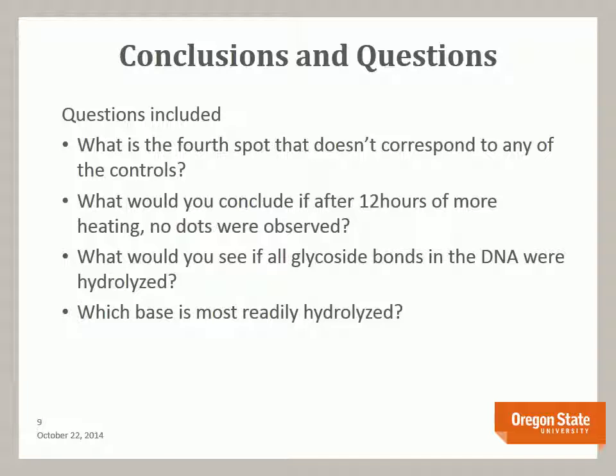What would you see if all glycoside bonds in the DNA were hydrolyzed? The correct answer is you would see bright, high concentration dots for all 4 bases. Which base is most readily hydrolyzed? This would be adenine A, which was the dot that we saw in the very first example.